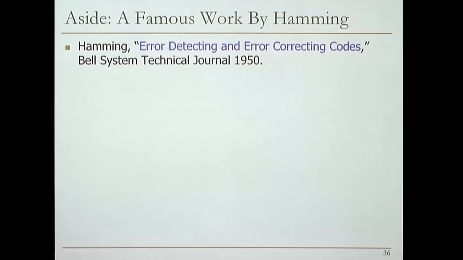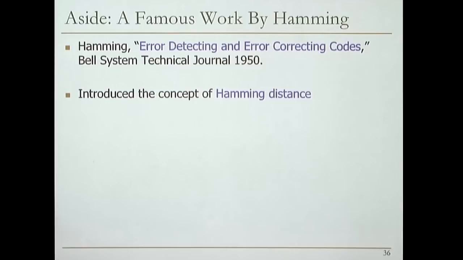Hamming actually got the Turing Award for this work. Turing Award is the most prestigious award in computer science. Every year, one person wins it. And Hamming got it, I don't know which year, but he got it for basically error detecting and error correcting codes, mainly starting from the paper that he wrote in 1950. And this introduced the concept of Hamming distance. How many of you guys know Hamming distance? Oh, okay, good. Where did you learn Hamming distance, by the way? I'm new, so I want to understand where you learned the concept and the course structure.